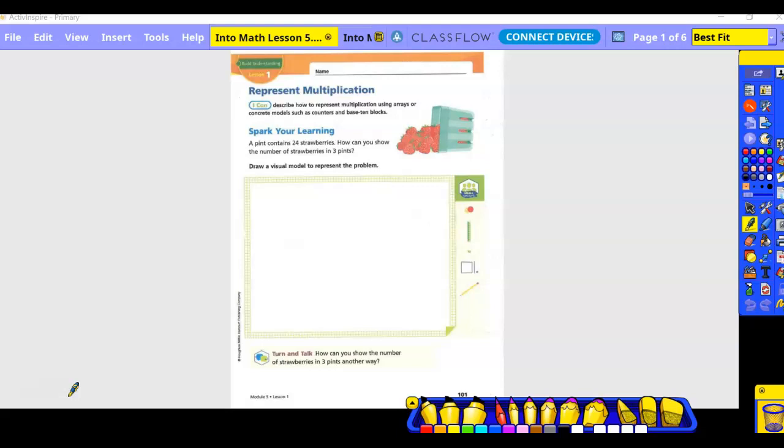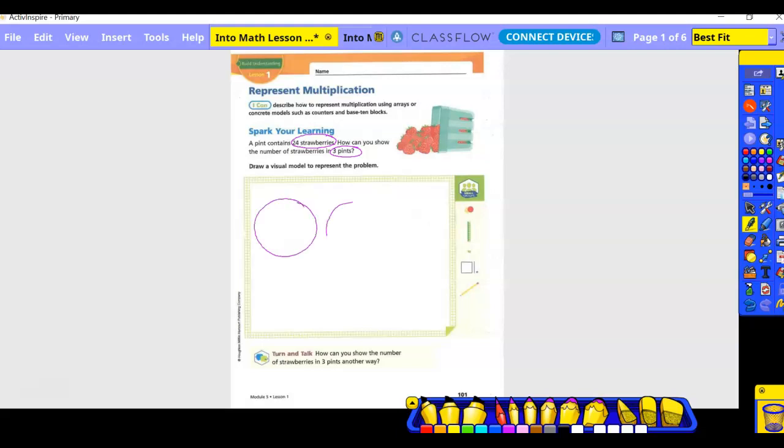Spark your learning. A pint contains 24 strawberries. How can you show the number of strawberries in 3 pints? So what is our group? So we're pulling out our numbers, the 3 pints and then the 24 strawberries. What is our group? The 24 or the 3? The 3, okay, because the container is holding them.